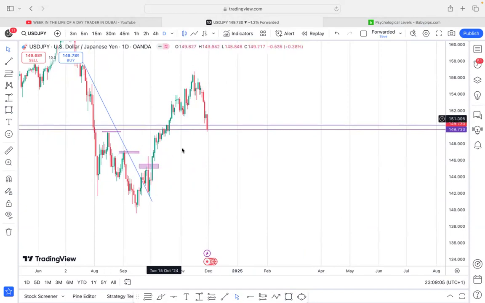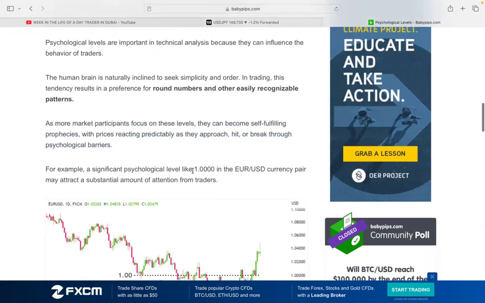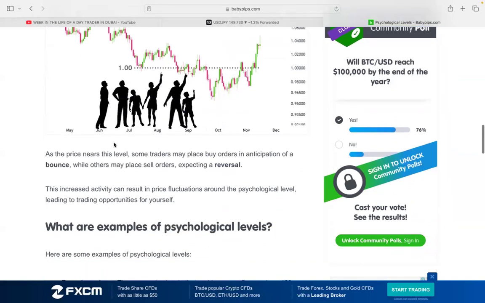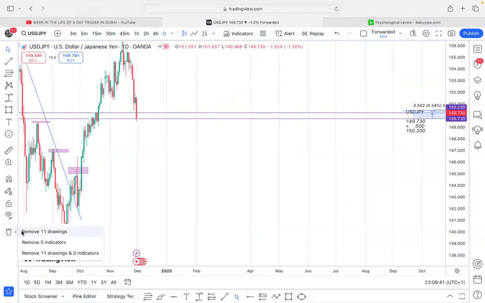Not that everything becomes significant. That's where your psychological levels come into play. For example, a significant level like 1.00 in the EURUSD currency pair attracts a substantial amount of attention from traders. As the price nears this level, some traders place their orders because they are expecting a reversal. This increased activity can result in price fluctuation around that psychological level, leading to trading opportunities for yourself. So now let me teach you how to figure out this level.